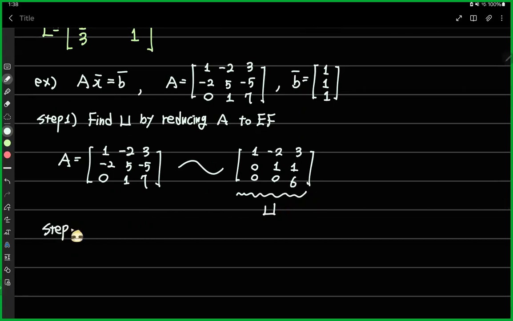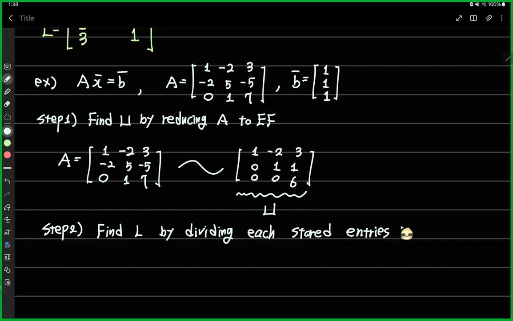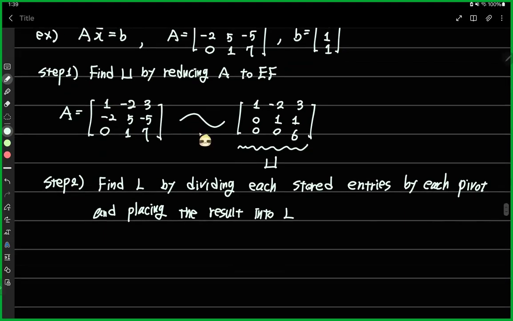Now step 2. While we apply the elementary operations, we store the columns, and use them to find the lower triangular matrix by dividing each stored entry by the pivot and placing the result into L. So while you do this, you got 1, negative 2, 0, and then 1 and 1 and 6.